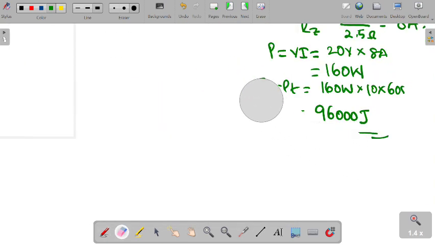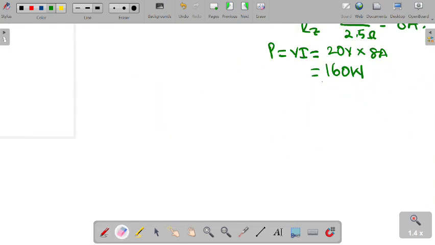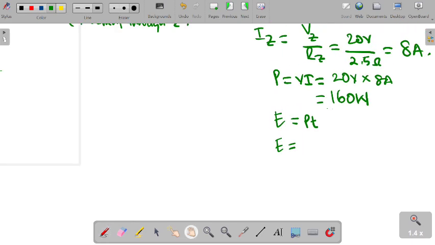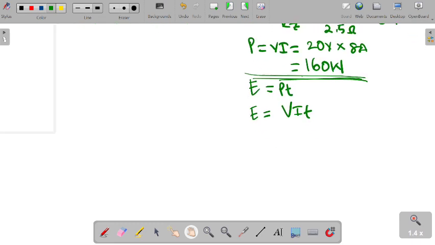If they want us to find the total energy dissipated by the circuit in 10 minutes, the energy is equal to power times time. So energy will be equal to the power in the circuit. Do we know it? We don't. So we will say VIT. What we found here as the power is just for Z, but here they're looking for the whole circuit. So energy will be equal to the voltage of the whole circuit, 20 volts, multiplied by the current for the whole circuit, which is 8 amperes plus 4 amperes.